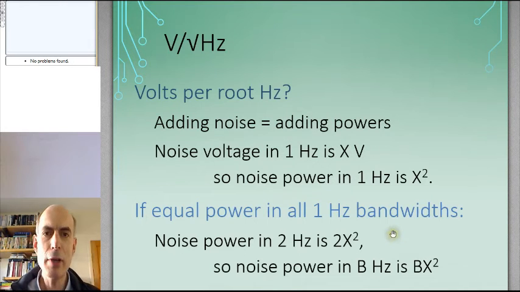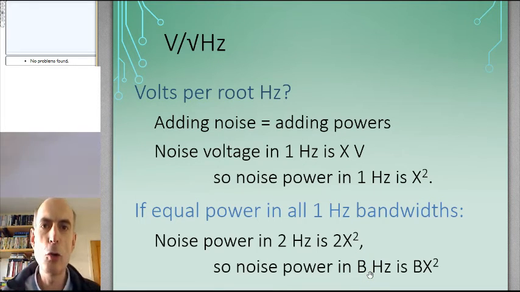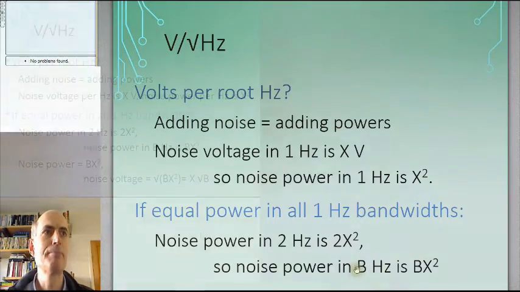Now, if we have an equal power in all of our 1 Hertz bandwidths, then if there's a noise power of x squared in a 1 Hertz bandwidth, then in a 2 Hertz bandwidth, we would add together two lots of noise power of x squared, and that would give us a total noise power of 2x squared. Remember, we have to add the powers, not the voltages. So in a 2 Hertz bandwidth, we would have a total noise power of 2x squared, and in a bandwidth of b Hertz, we would have a noise power of bx squared.